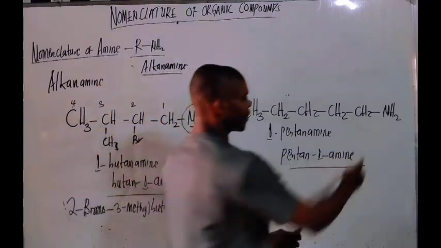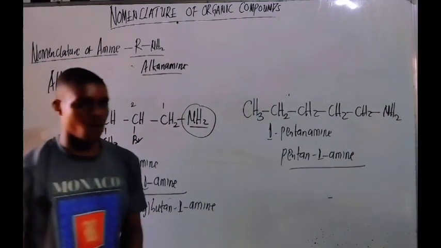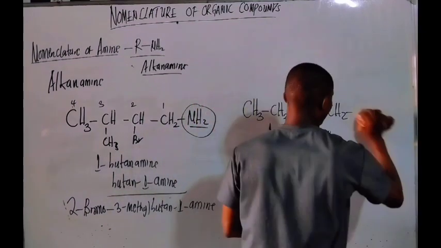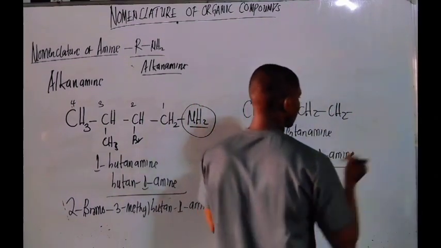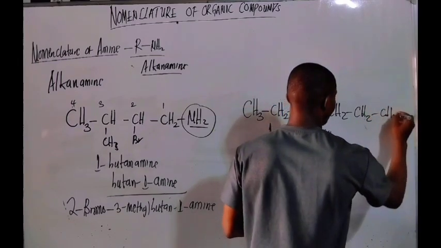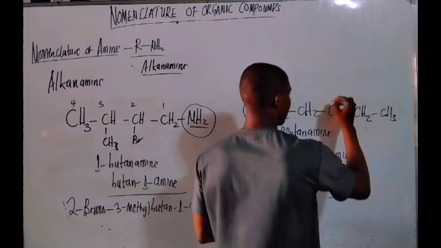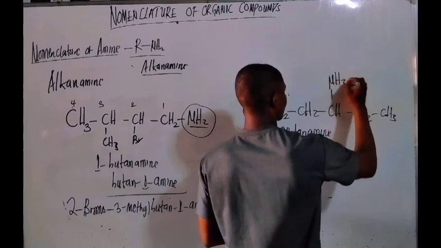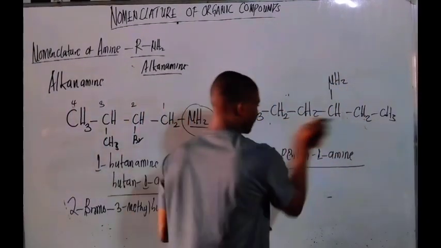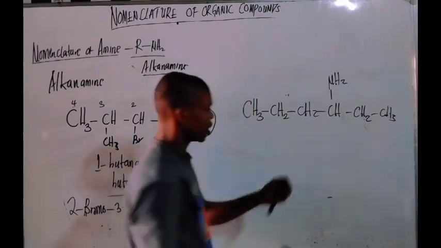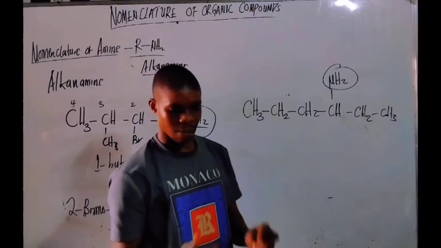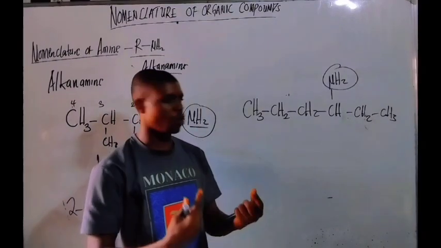Now, what about if this N is not on carbon 1? Probably let's just say it is at this point. Here we have CH3, here we have CH2, CH3, and here we now have NH2. It's okay. So please pay close attention here. What will be the name of this one here? Now remember, this one must have the lowest possible number.